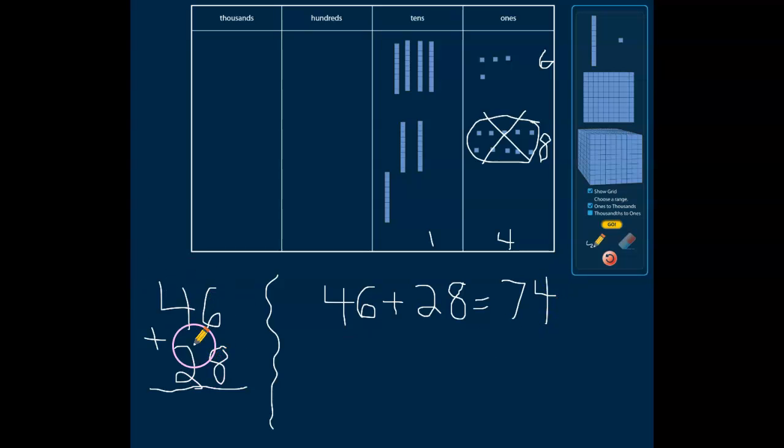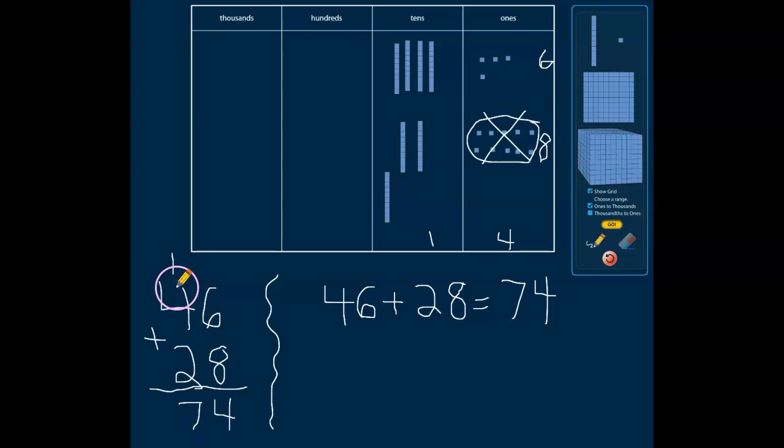Well, let's go ahead and add it in the working form, just like we did before, using step 1, 6 plus 8. We said it equals 14, right? So we write our 4 in the ones place. But remember, I can't squish my 10 in the ones place, so I'm going to bring that 10 right up here into the tens column. And now I'm going to add my tens. 4 plus 2 plus 1 ten equals 7 tens.